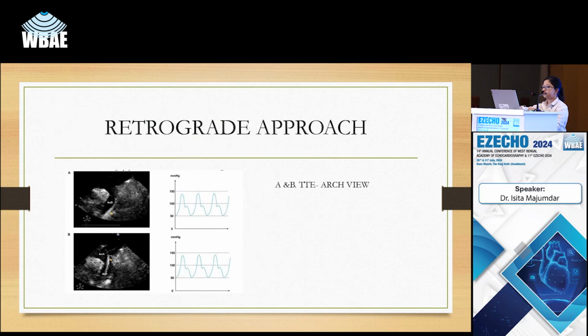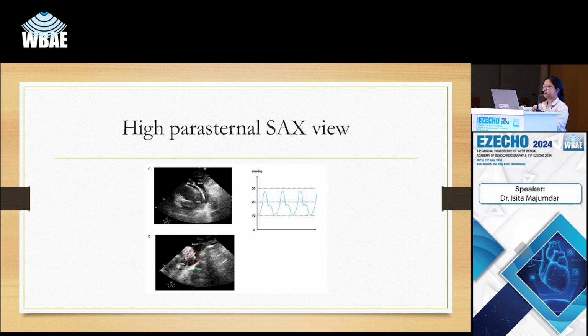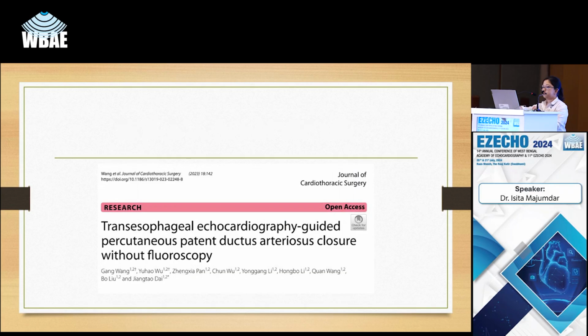So even in the retrograde, we can see up to the aorta, descending aorta, and then cross it in the arch views, and that can help to some extent. And in the high parasternal short axis view, this was a paper from China, which showed they used transesophageal echo, exclusively TE guided, to do the PDA device closure without using fluoroscopy.